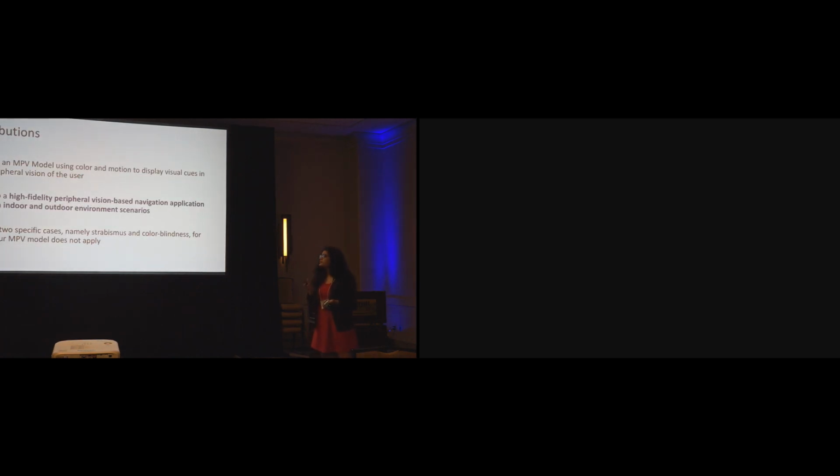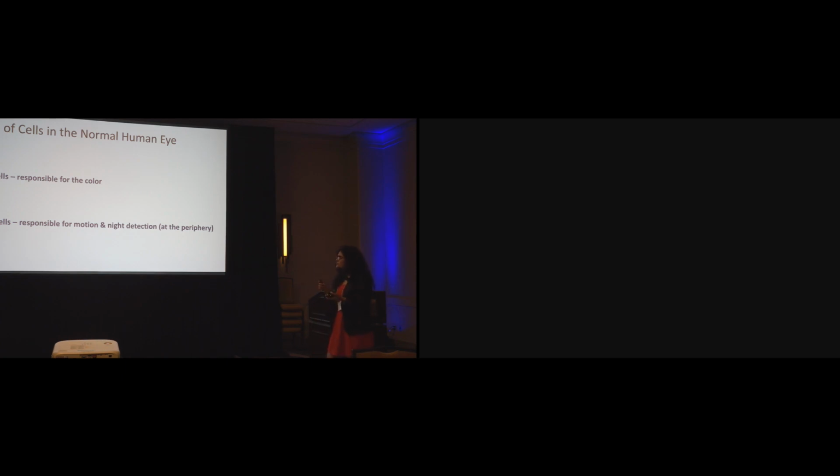The contribution of this paper is that we provide a model which uses color and motion to display visual cues in the peripheral area. Then we develop a high-fidelity peripheral vision navigation application for both indoor and outdoor scenarios, and we discuss 2 cases, strabismus and colorblindness, for which our model does not really apply. I explained this already: we use a limited graphical language, and we focus a lot on multitasking. For the theories, we looked into 2 basic theories. First is color detection and motion detection in the peripheral area. Just digging into it a bit.